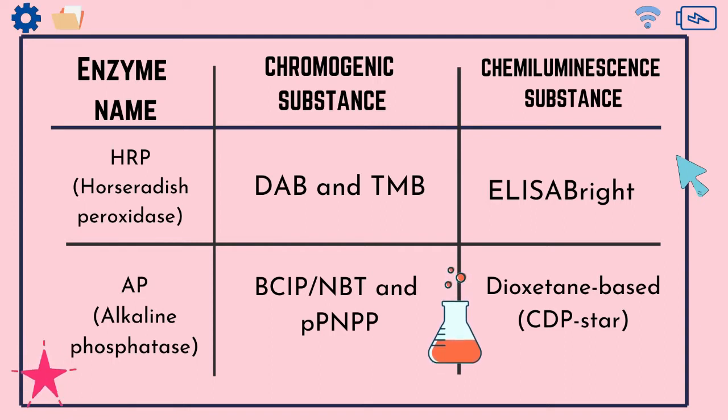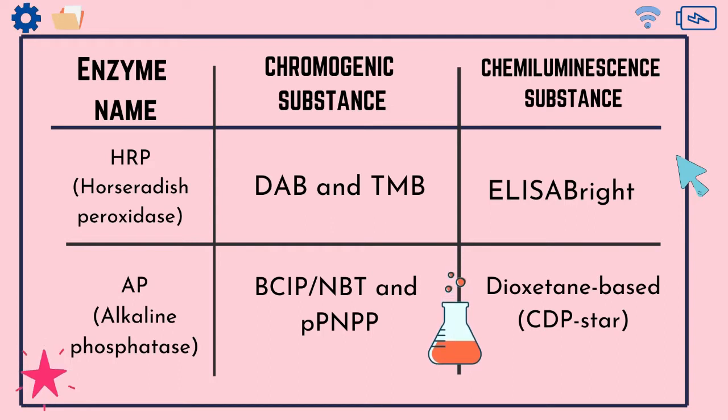PNPP, which is p-nitrophenyl phosphate, is a substrate used to detect alkaline phosphatase in ELISA applications. It is a yellow water-soluble reaction product that absorbs light at 405 nanometers. It is available in crystalline powder, 5 mg tablets, or as a ready-to-use formulation.